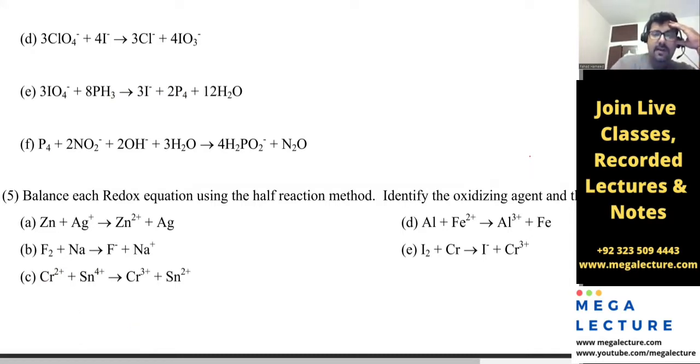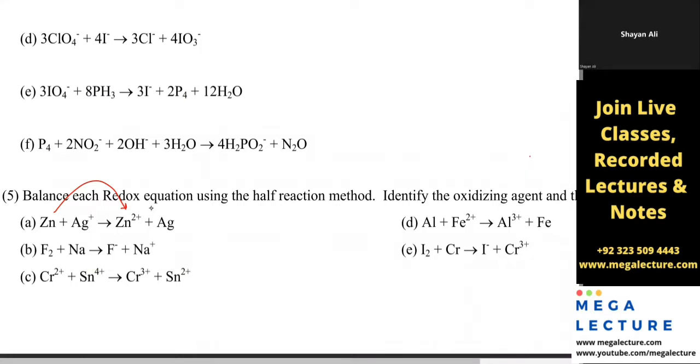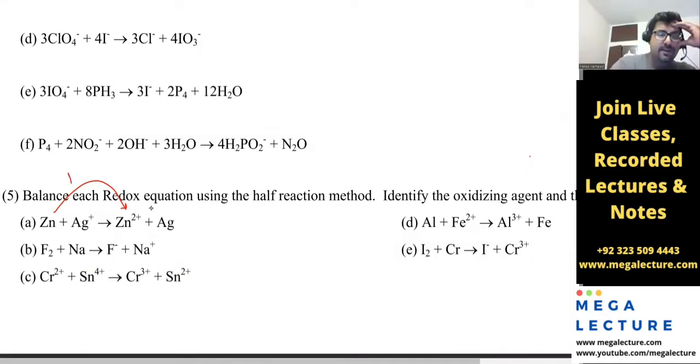कि if I have, ये हमने कल किया था, if I have zinc goes from 0 to +2, focus on this reaction, zinc going from 0 to +2, so that means it loses 2 electrons, right? And silver ions goes from +1 to 0, so that means it gains 1 electron, right? So remember this, that electrons gain and loss, they have to be equal.